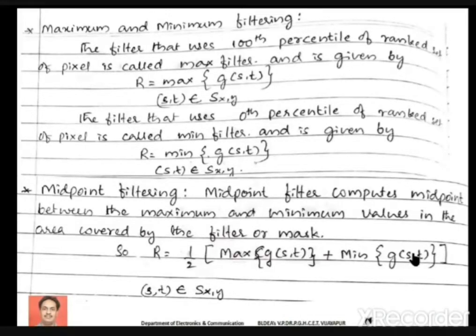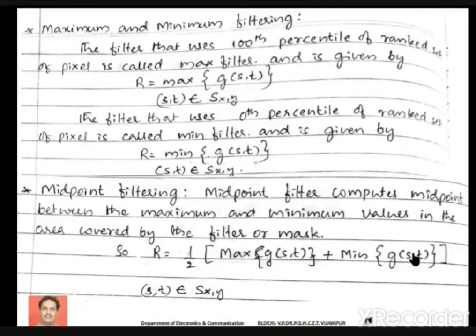That is, we find the maximum value of the 3 by 3 set of pixels in the input image, and also we find the minimum value in the 3 by 3 set of pixels. We find their average, and by finding the average, we call it the midpoint value. That midpoint value is assigned at the location f(x,y). So these are 4 different types of order statistic or non-linear smoothing spatial filters.